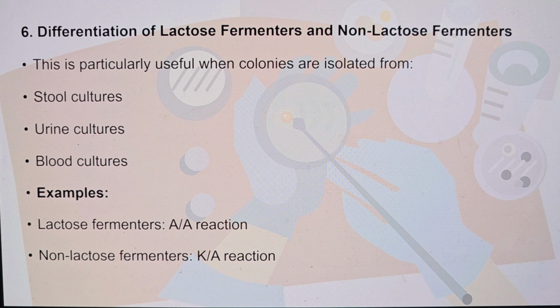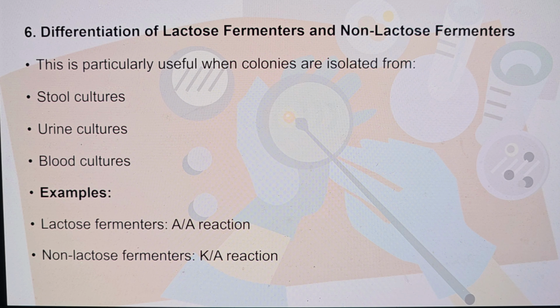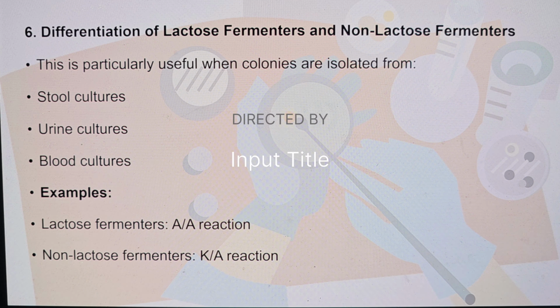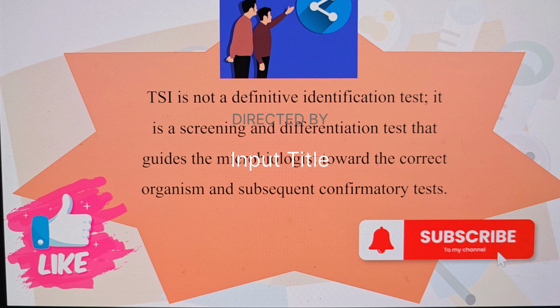Differentiation of lactose fermenters and non-lactose fermenters. This is particularly useful when colonies are isolated from stool culture, urine culture, blood culture. Examples: lactose fermenters mainly show A/A reaction, non-lactose fermenters K/A reactions. TSI is not a definitive identification test, it is a screening and differentiation test that guides the microbiologist towards the correct organism and subsequent confirmatory tests.